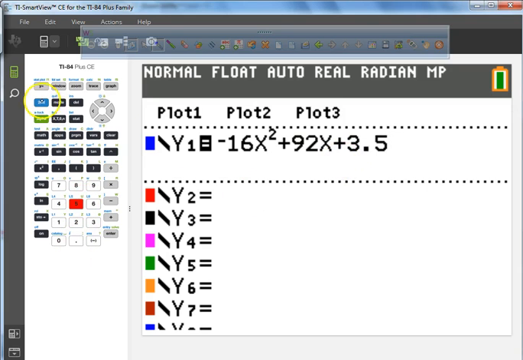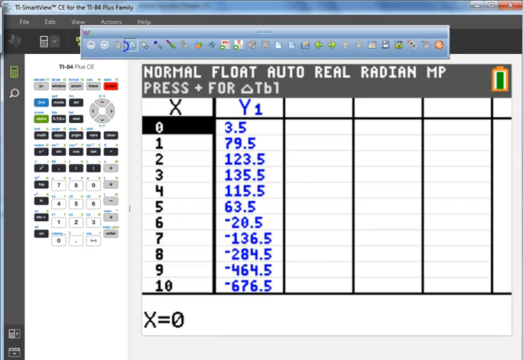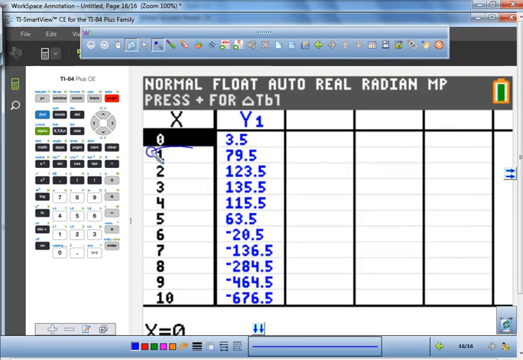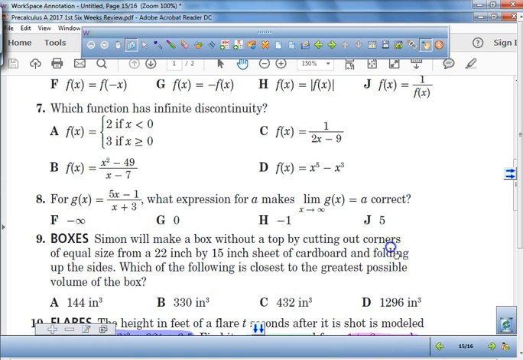So you type that in, you check your table. We're going to check right here where x is 1. We're also going to check where x is 3. So remember these two numbers: 135.5, 79.5. So we're going to go down here.